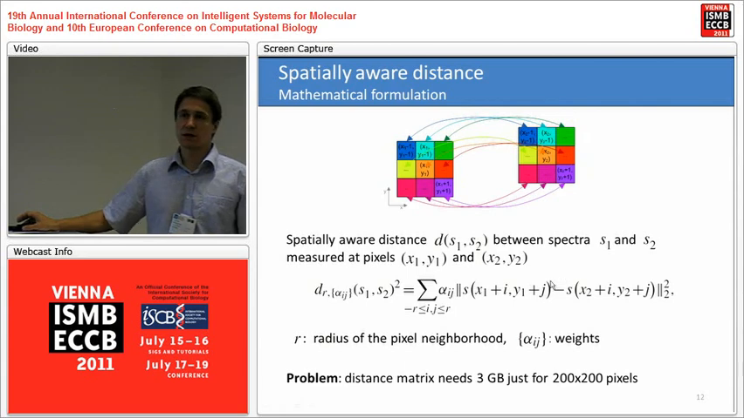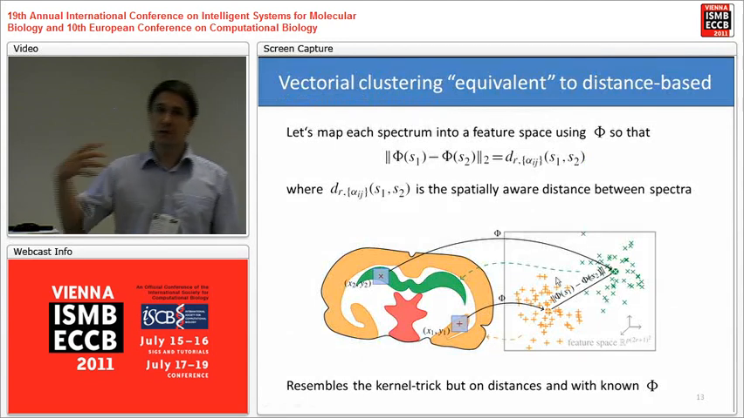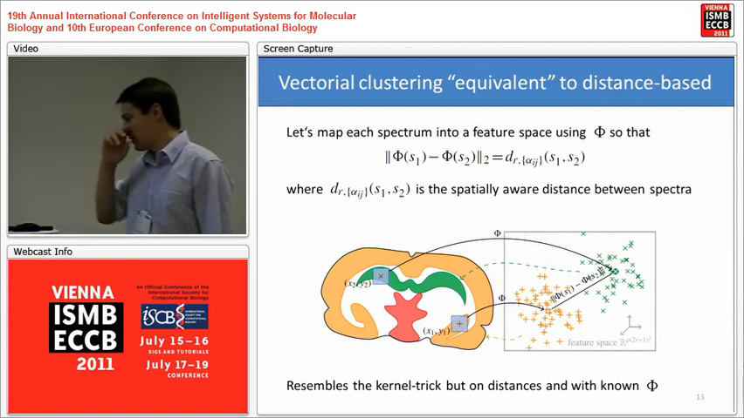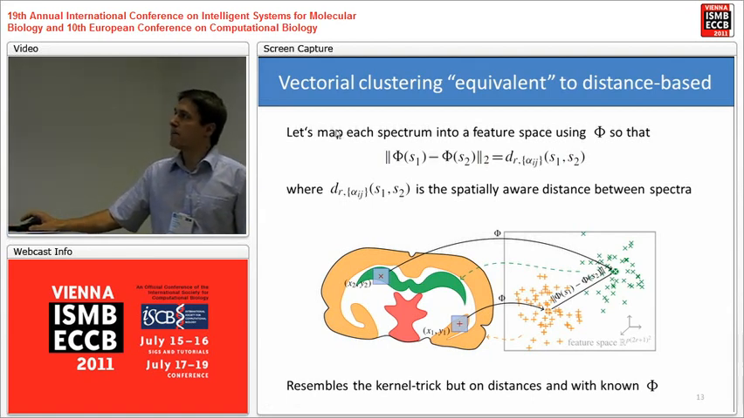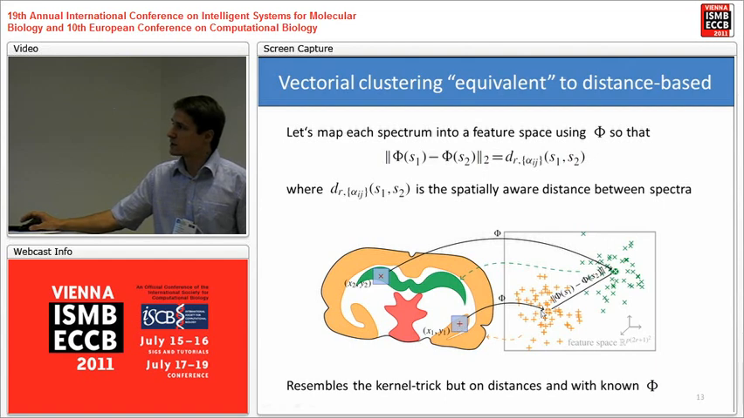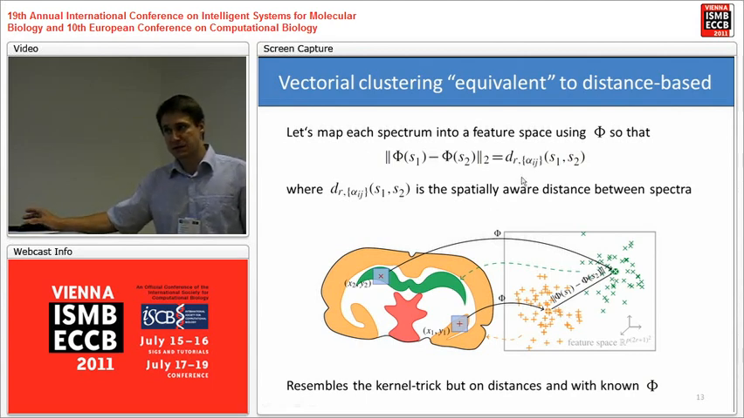So how can we still use this idea of the spatially aware distance? What we do is vectorial clustering, which will be equivalent to our distance-based clustering in the following way. Let's map each spectrum into some feature space with some new mapping phi, so that when we take a spectrum and map it here, we have some point, some image, and when we take this one and map it, we also have some image. And when we calculate the distance between these images, we get our spatially aware distance.